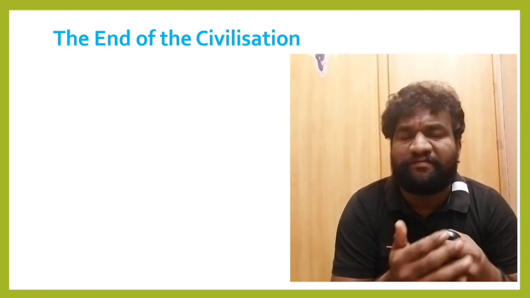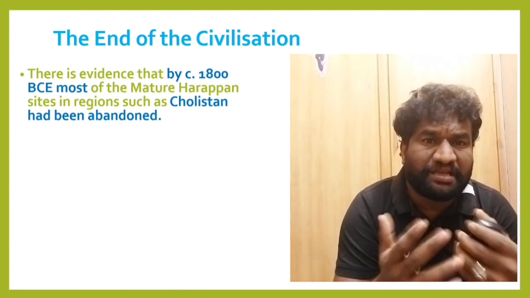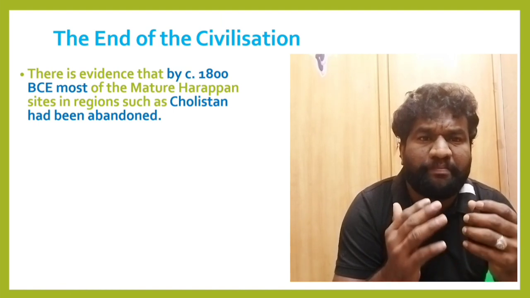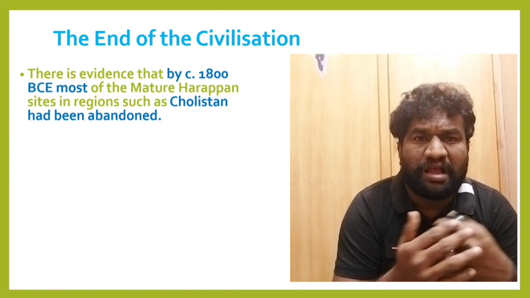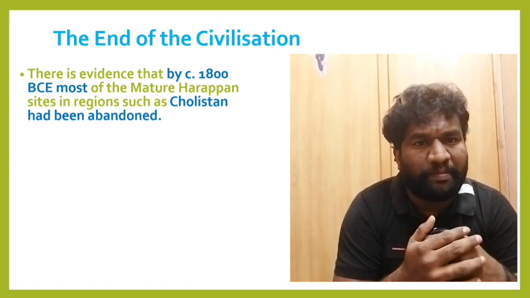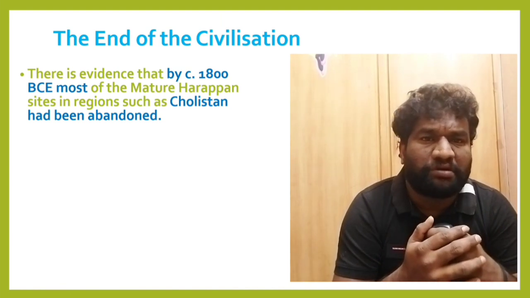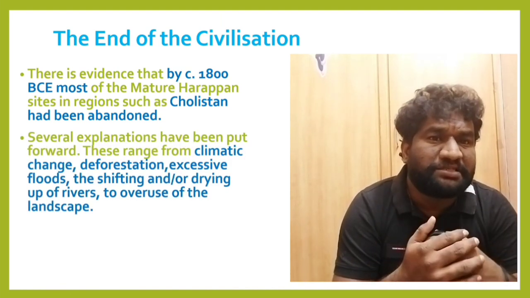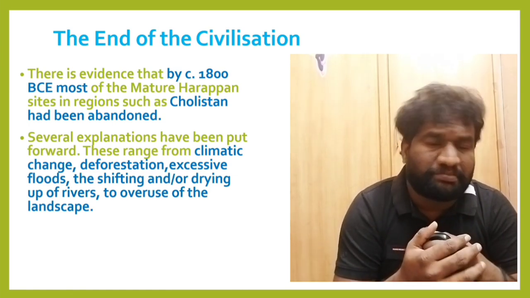What are the reasons for the end of the civilization? There is evidence that from 1800 BCE, most of the mature Harappan sites in regions such as Cholistan were abandoned. Several explanations have been put forward, including different explanations given by the archaeological department.